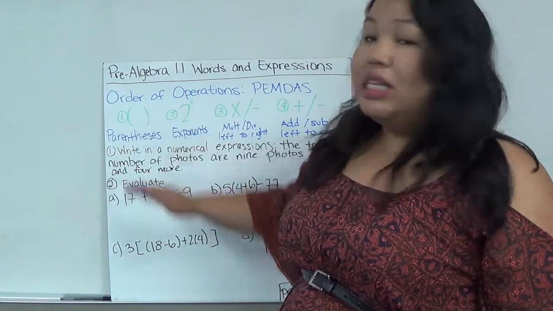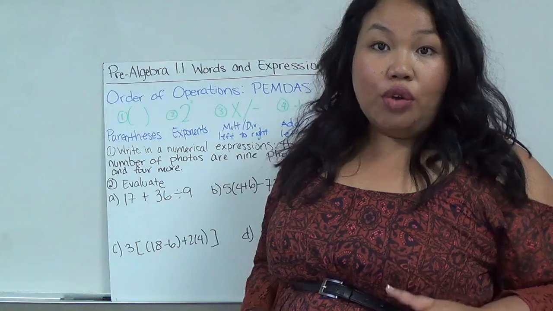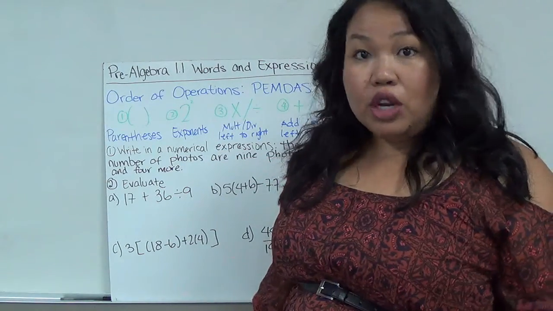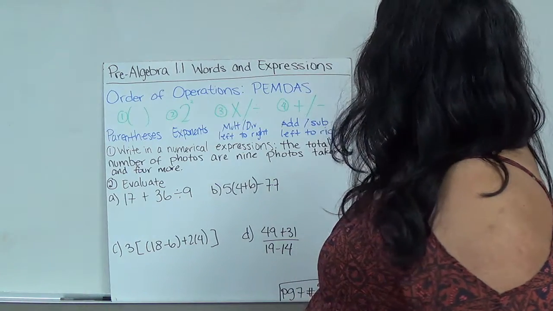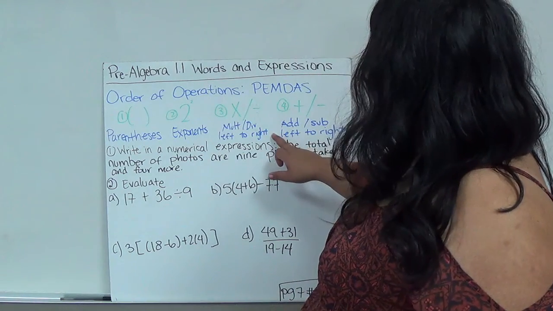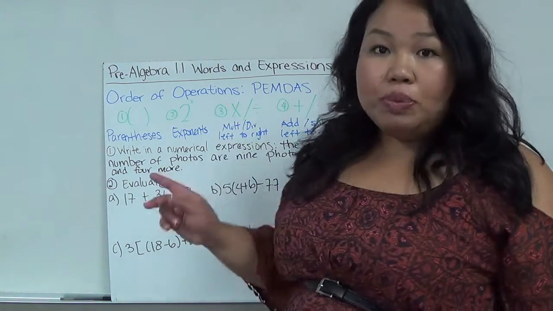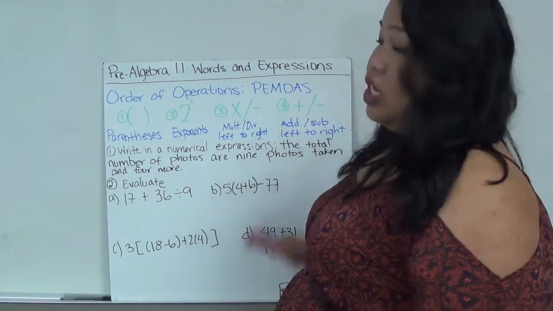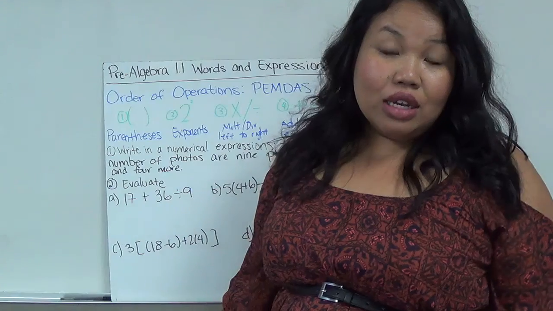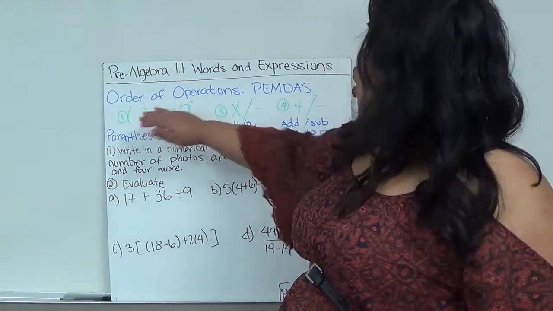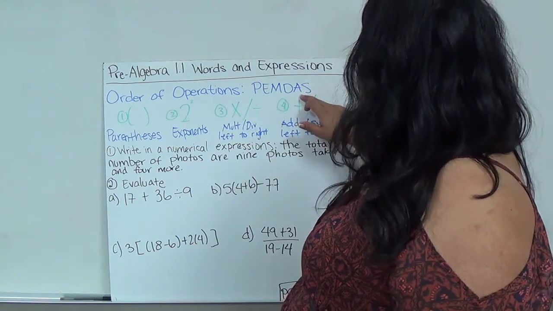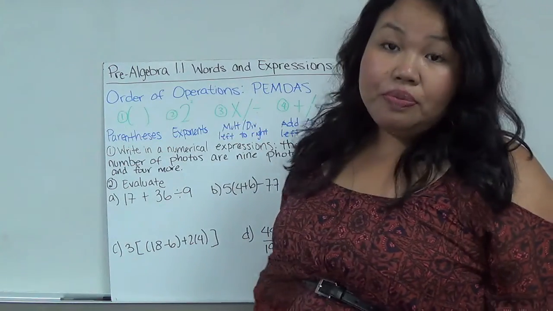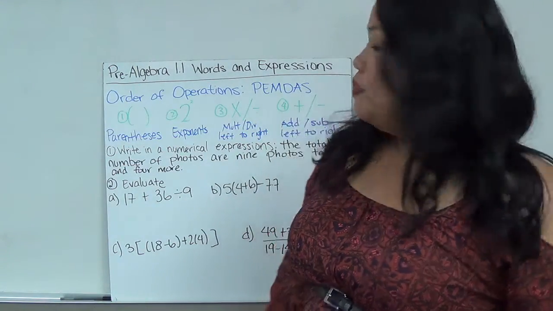The first step is parentheses, so anything in parentheses will always go first. Then exponents, so anything with powers goes next. The next step is to do anything that's multiplication and division from left to right. And then addition and subtraction is done last. So make sure you know these, whether you remember it as PEMDAS or as these steps, it doesn't matter. The important thing is you know.